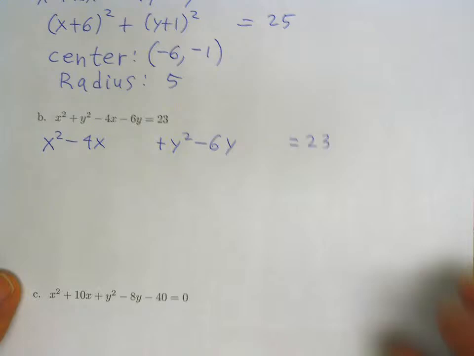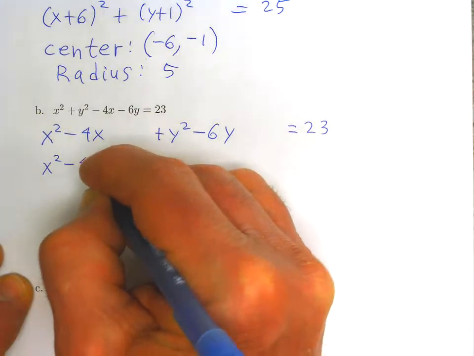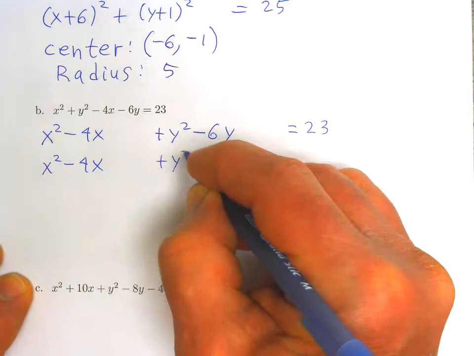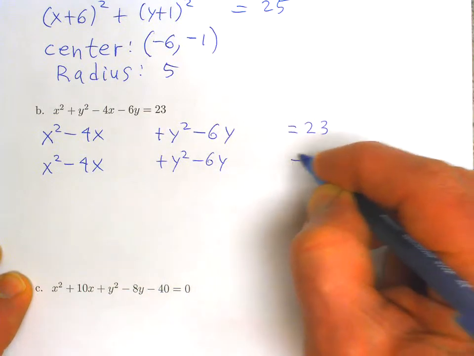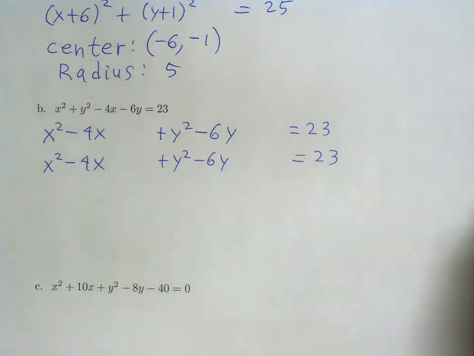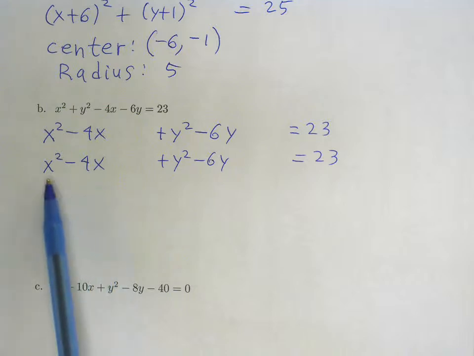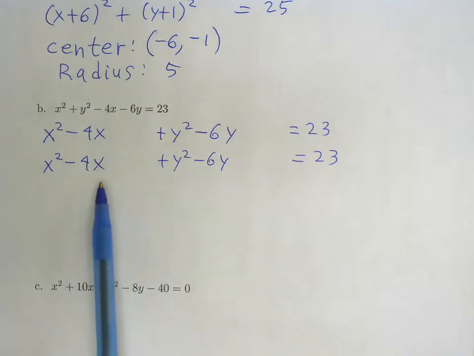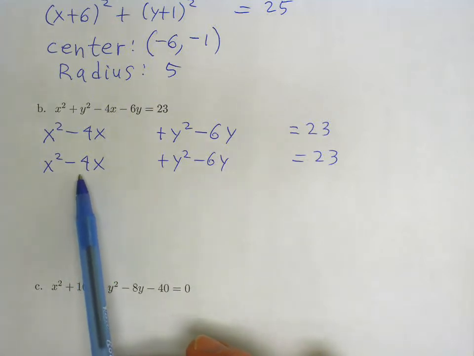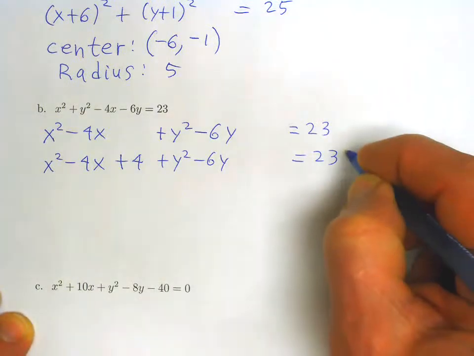Okay, now we're going to complete the square for x squared minus 4x, and then we'll complete the square for y squared minus 6y. And then afterwards, we'll be able to write the standard equation of the circle and identify the center and the radius. Okay, for x squared minus 4x, since the coefficient of x squared is 1, we take 1/2 of the coefficient of x and square it. 1/2 of negative 4 is negative 2. When you square negative 2, you get positive 4. So we add 4 to both sides.